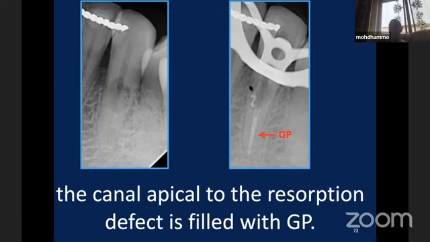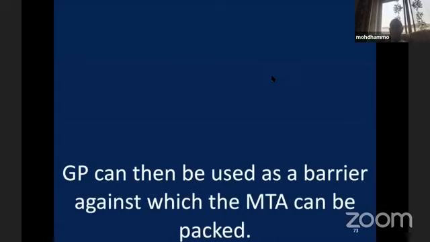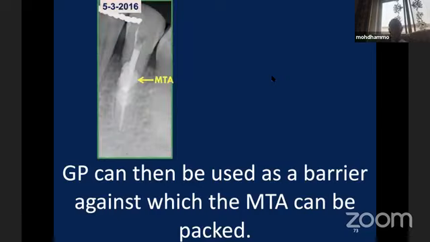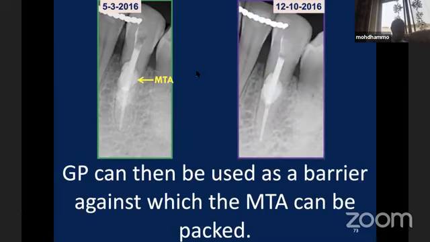Now we will take MTA or Biodentine, whatever we want, or BC putty, to place inside the resorption. So gutta-percha can then be used as a barrier against the MTA, which can be packed at the apical part. Now, this is the MTA, and then the coronal part was filled with the MTA. And let's see the follow-up after seven months.